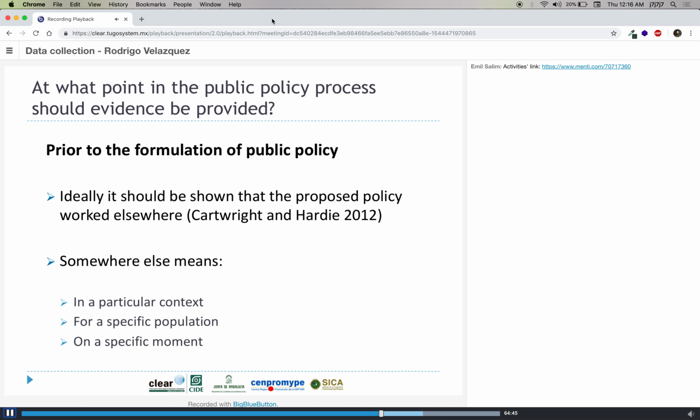So previous to the formulation or prior to the formulation, if we have this evidence, and that's why it is important to have this, because in this way we are supporting or justifying the way in which we act. So if we have this evidence, it is important to collect the evidence, and in this way we can show the decision makers that we have evidence that says that this can be successful.